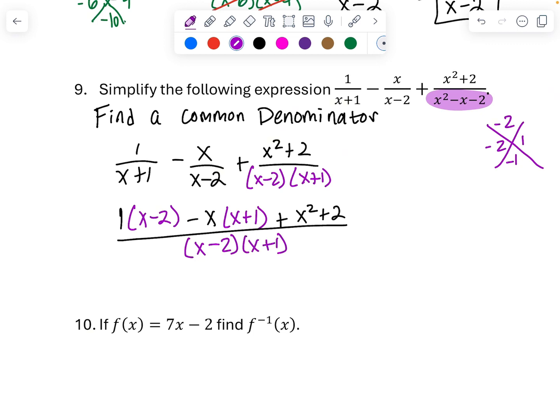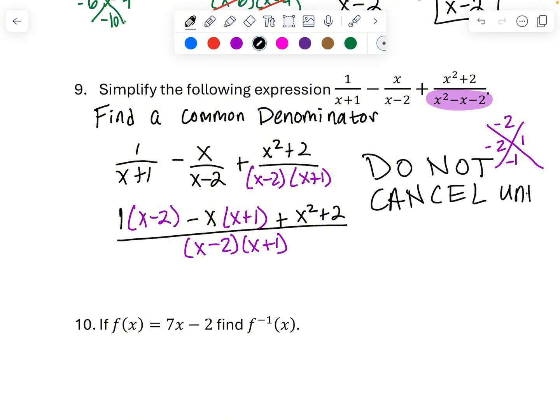Now, from here, when we were doing rational functions, I saw a lot of people who wanted to just cancel out. Okay? That is undoing all of the work that we just did to get that common denominator. So when we are doing addition and subtraction, do not cancel out until the very end. So I'm going to put that, do not cancel until the end. Okay, so I don't want to cancel anything just yet.